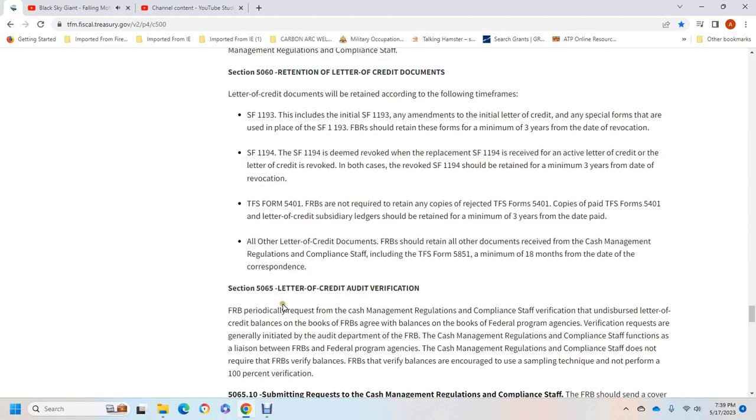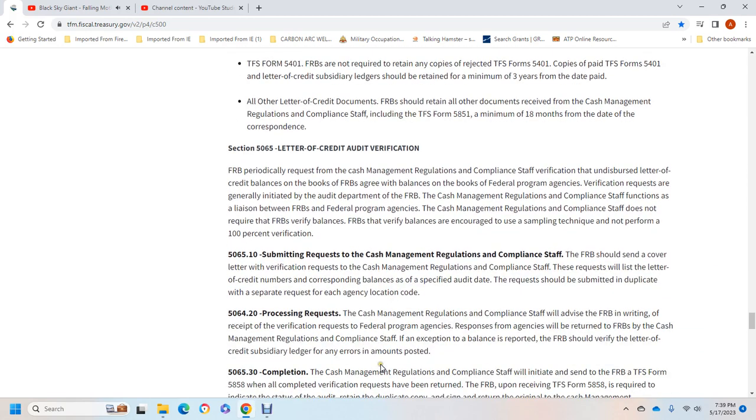5065 Letter of credit audit verification. The Federal Reserve Bank should cooperate with the Cash Management Regulation Compliance staff with verification of the letter of credit balance on the books. The Federal Reserve Bank agreed with the balance on the books. Federal Program Agency verification requests are generally initiated as a self-audit of the department of the Federal Reserve Bank. Cash Management Regulation Compliance Staff serves as liaison between the Federal Reserve Bank and the Federal Program Agency. Cash Management Regulation Compliance Staff does not require a Federal Reserve Bank verified balance. For verified balances, sampling techniques are encouraged; 100% verification is not required.